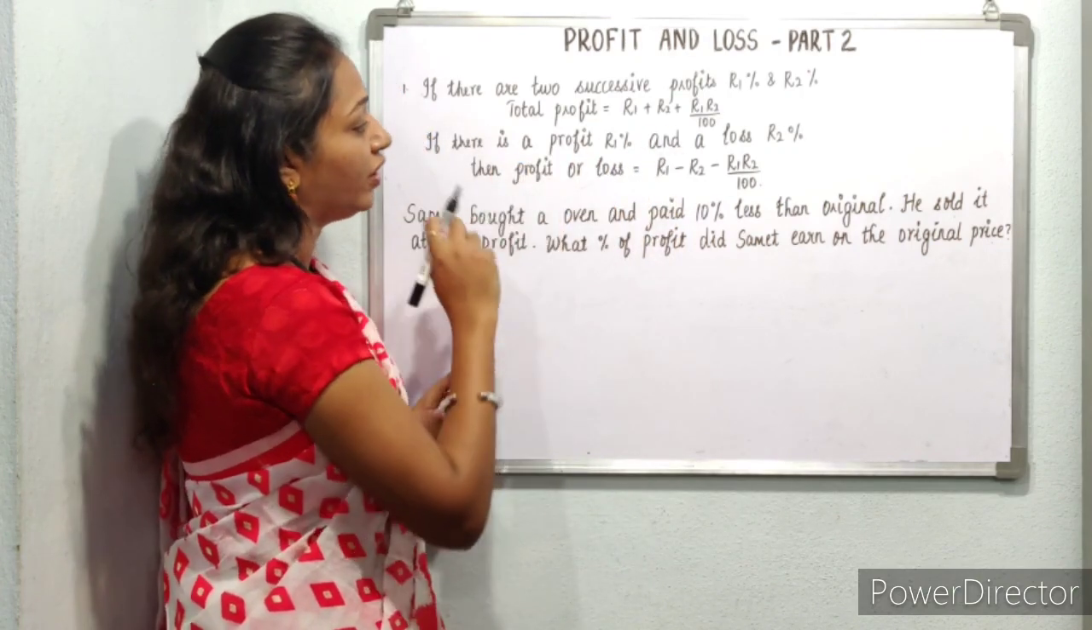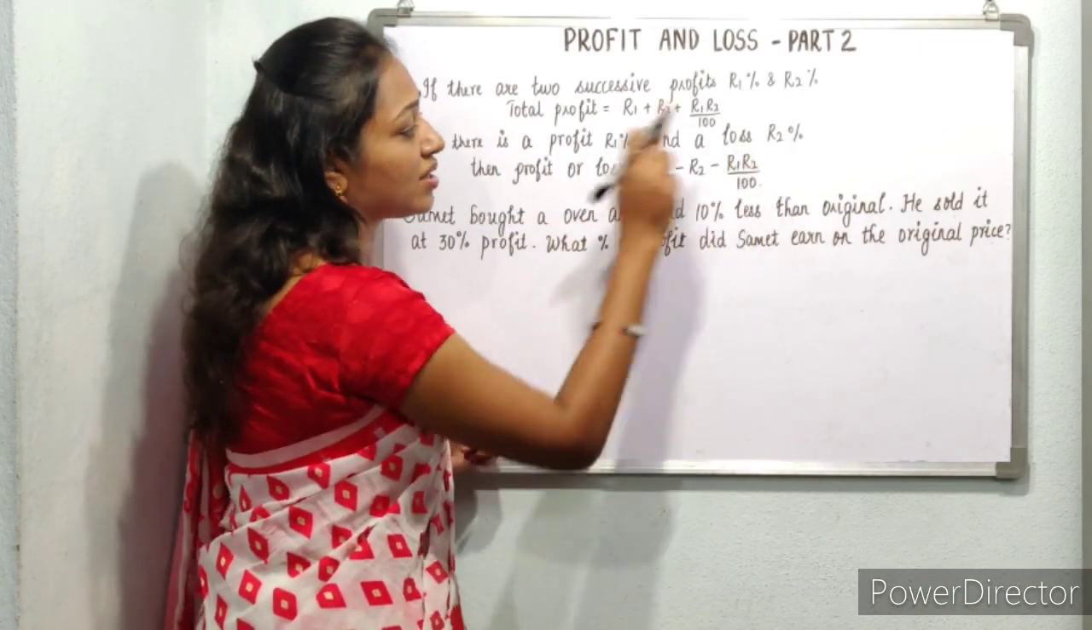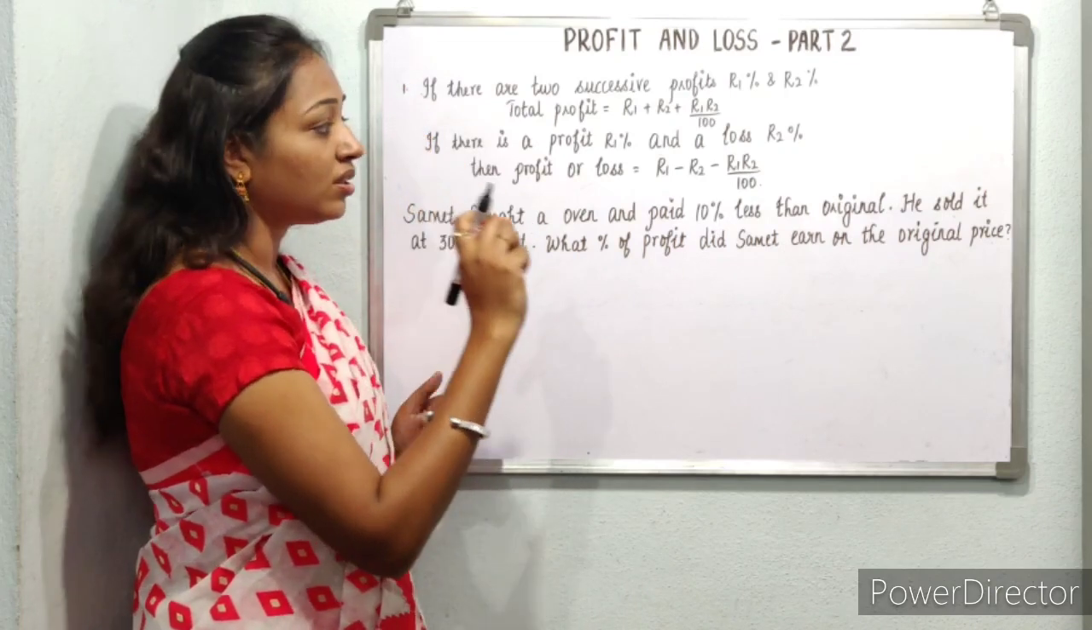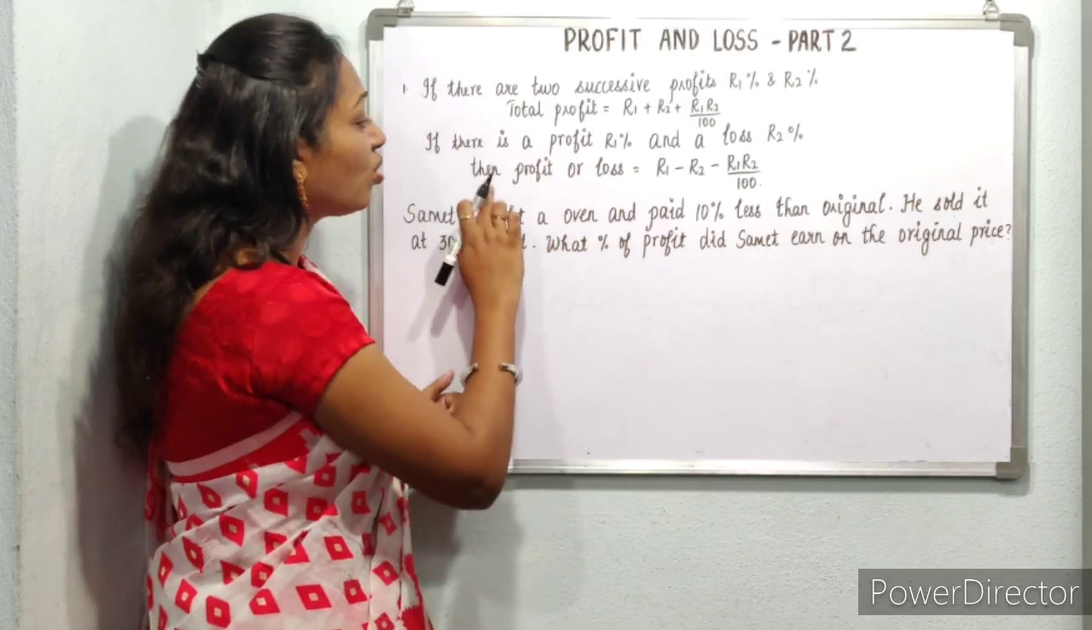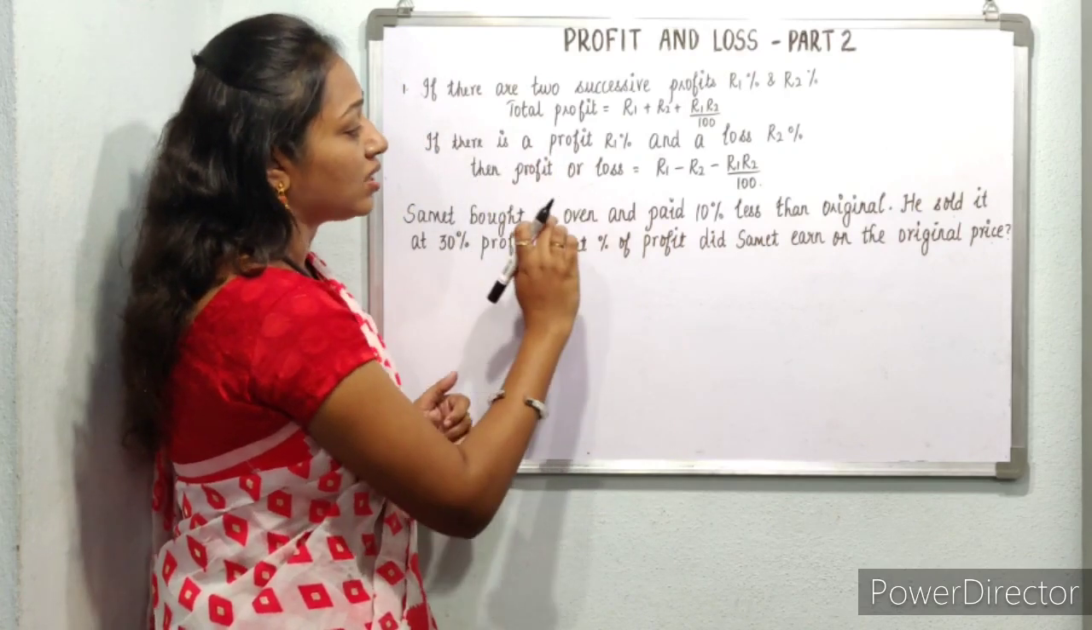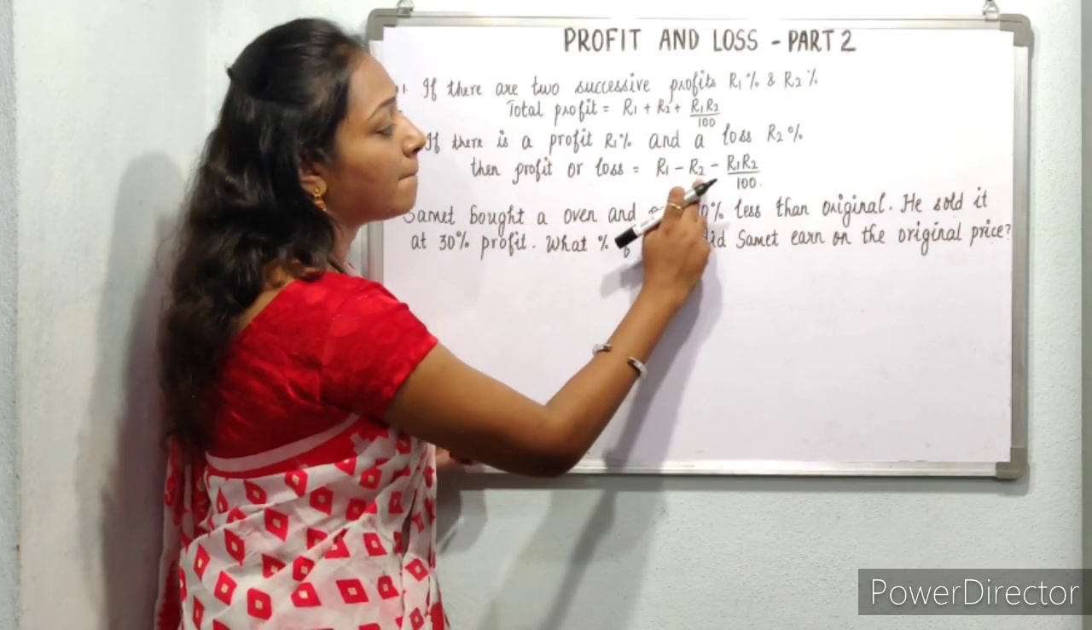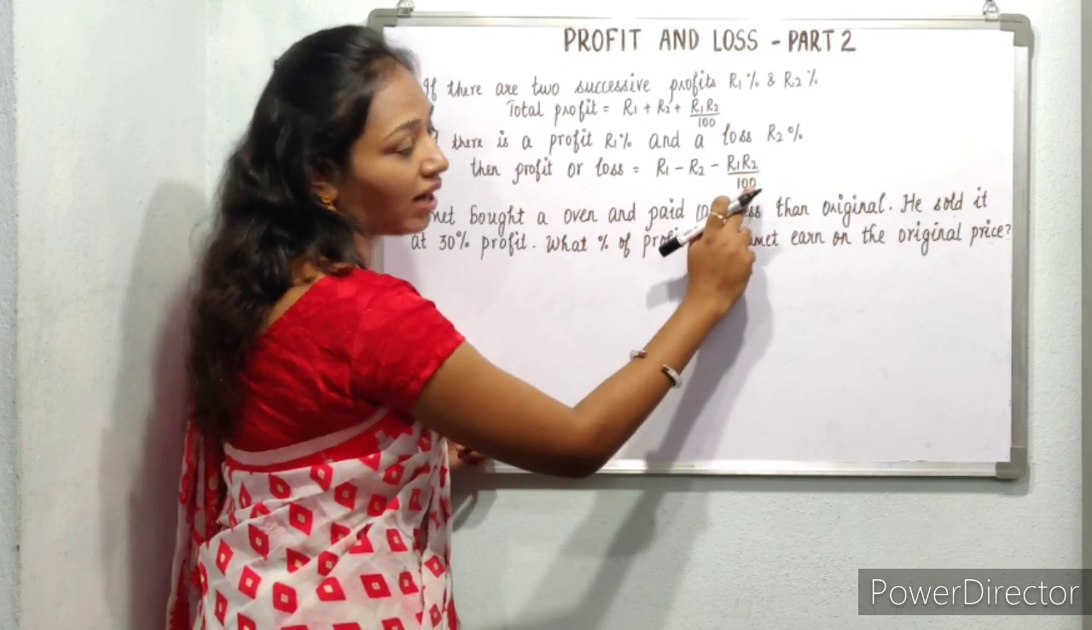If there is a profit R1 percentage and a loss R2 percentage, I told in the previous video itself, if you have loss, then minus sign should come. So the profit or the loss will be given by R1 minus R2 minus R1 R2.